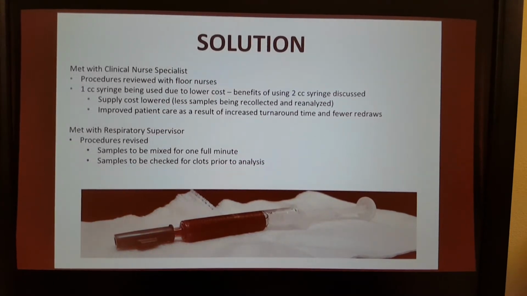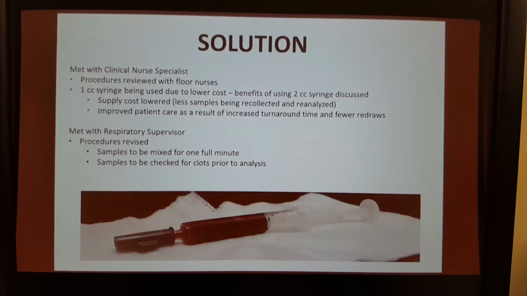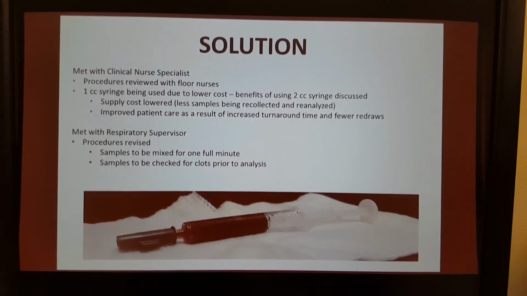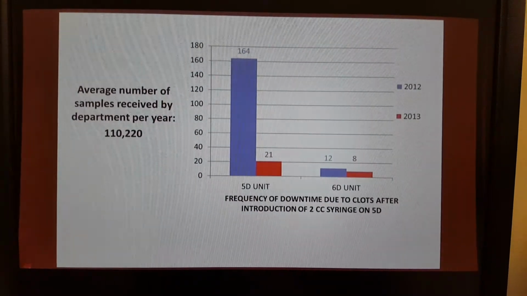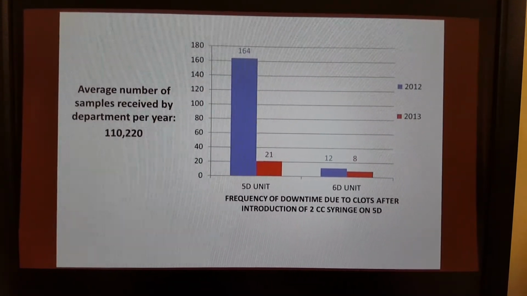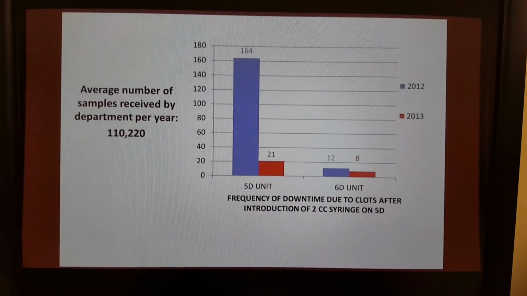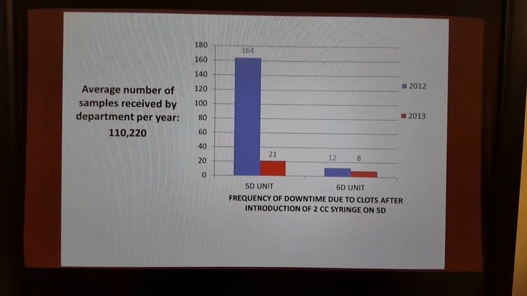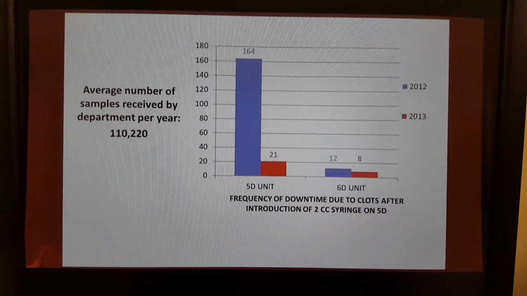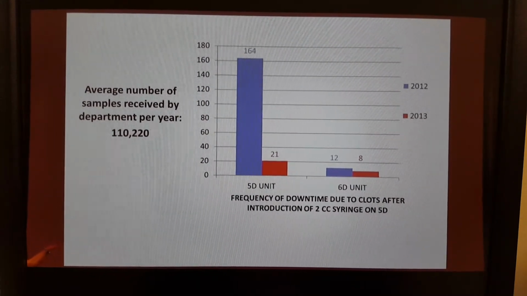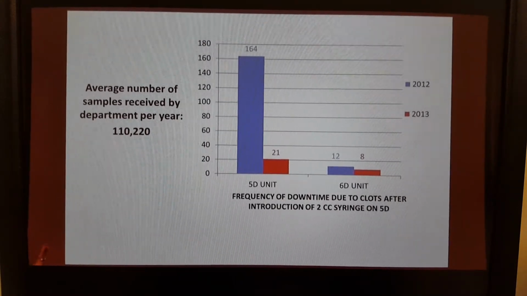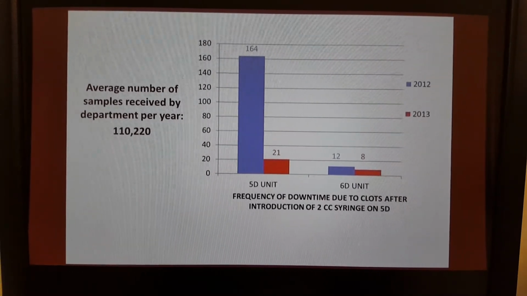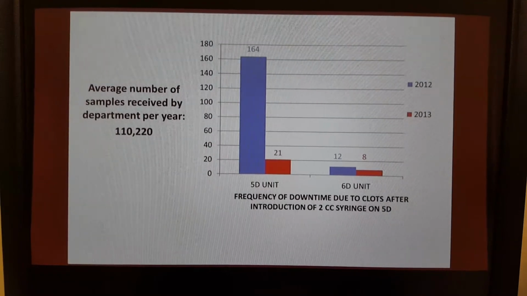Next, she met with the respiratory supervisor, and they decided to revise their procedures to include that the sample should be mixed for at least 1 minute and that it should be checked for clots prior to analysis. This is a graph showing the number of samples that sent the machine down due to clots, with 2013 in red here. So that's after the introduction of the 2 cc syringe. You can see there's a drastic decrease in the amount of clots after switching to the 2 cc syringe. So we did a good thing.